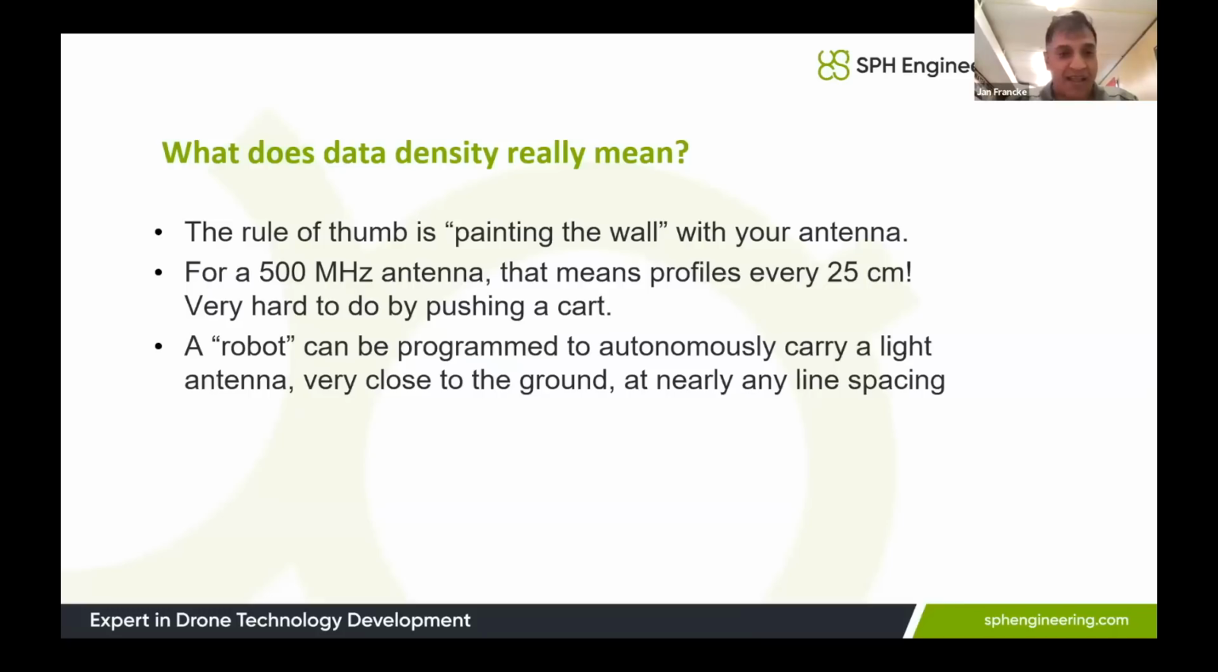So yeah, for a 500 megahertz antenna, which is what we would typically use in that region for utilities detection, wow, you need a profile every 25 centimeters, every 1 foot, right? That's very hard to achieve. Nobody's going to do that by pushing a cart. But indeed, a robot or a drone can be programmed to autonomously do that. And with SPH's really amazing terrain following stuff, they can do all the collision avoidance, following it up hills. You can collect some very, very clear data.